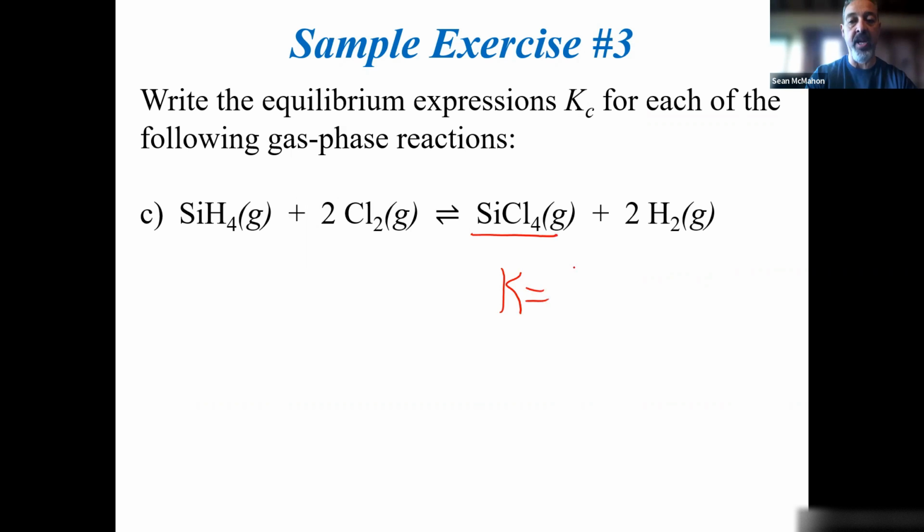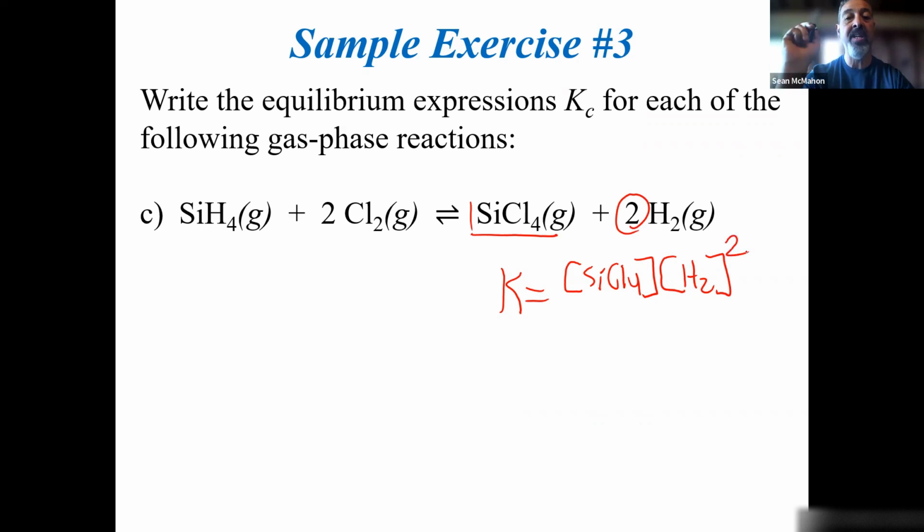What are my products? Well, I have the silicon tetrachloride. The coefficient is 1, so I'm done. I put the brackets to show the concentration. The other product is hydrogen gas. However, that coefficient means I must take that to the 2nd power. And then in the denominator, I put my reactants. So now I have silicon tetrahydride.